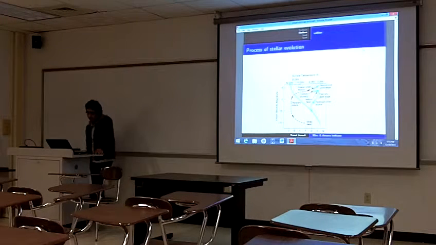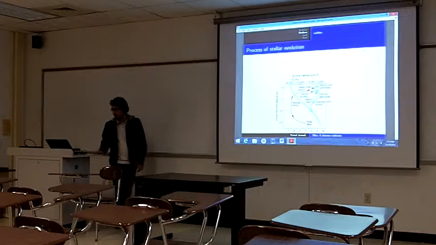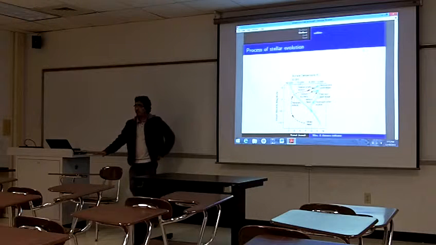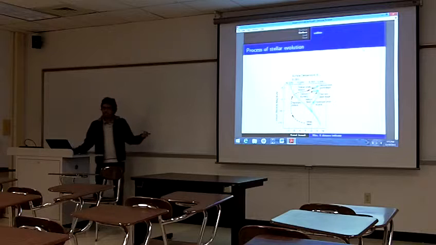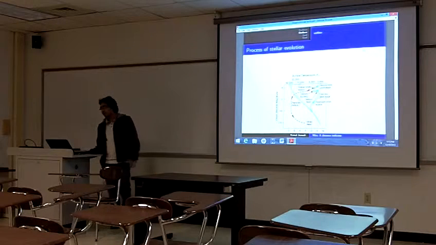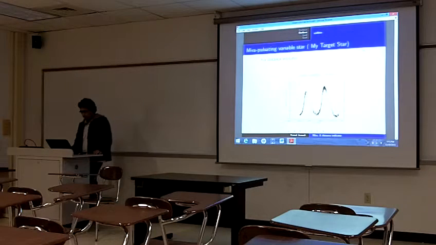So this is a process of stellar evolution. Mira star, in future, the Sun will go to the Mira star. So it should be better for us to read some about Mira star. And it will finally go to planetary nebula and then to white dwarf. And Mira star is my target star, of which I am going to calculate the distance.